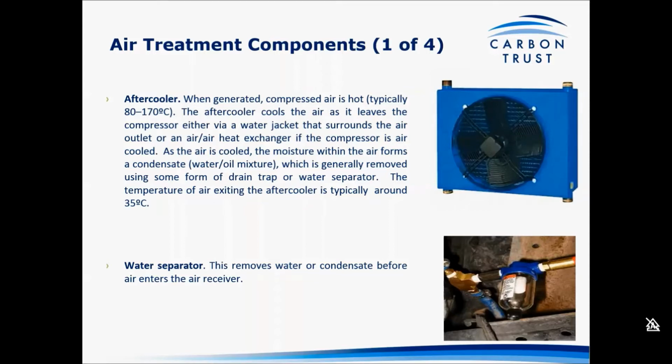More commonly, you would have an air-to-air heat exchanger. But again, that air then can be readily utilised if you're able to divert that into the factory or into the warehouse. Then that can help offset any heating costs. The water separator then simply removes water or condensate before it then enters the air receiver. It just helps to dry out the air slightly before it goes into that storage component.